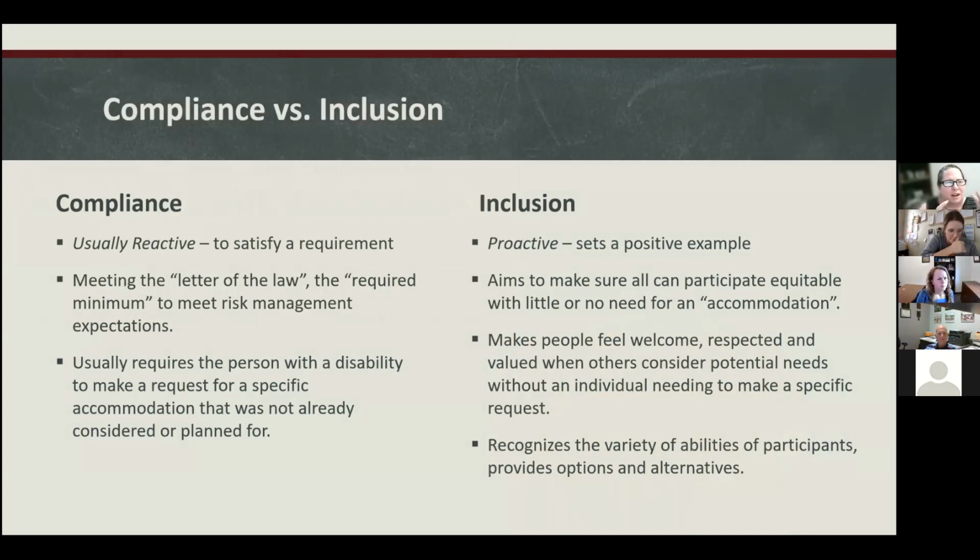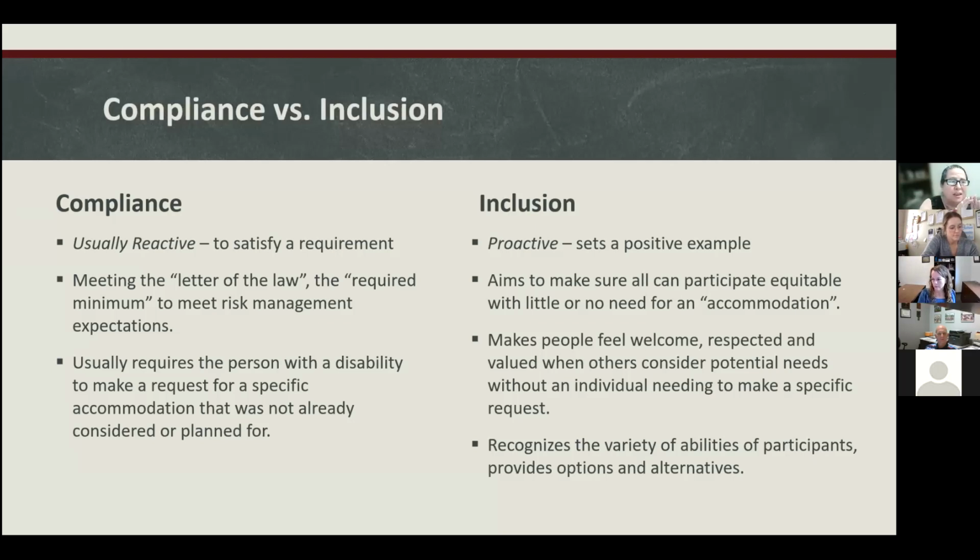So compliance is kind of the bare minimum. You're trying to meet the letter of the law, meet the risk measure. I don't want to get sued. It's usually reactive. It's usually like, I have to do this to satisfy a requirement. And you're going to force the person who needs an accommodation to make a request because you probably didn't plan for it. So that's kind of the compliance mindset of accommodating people with disabilities.